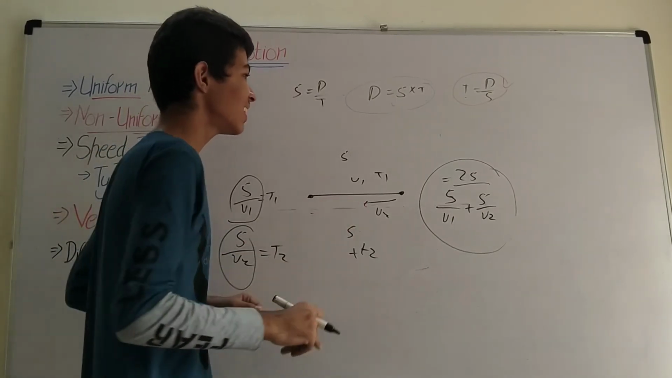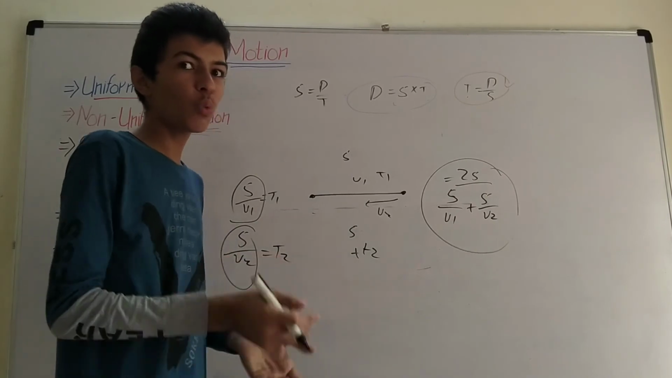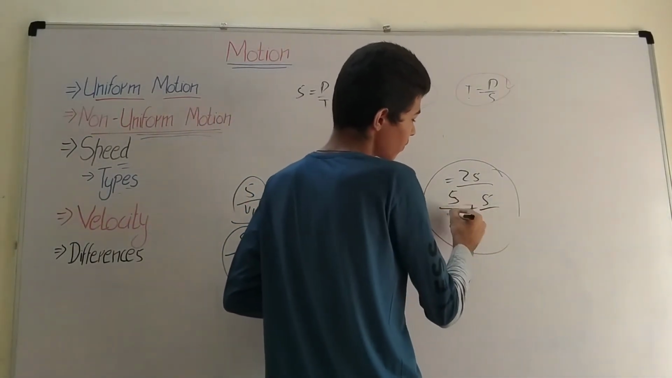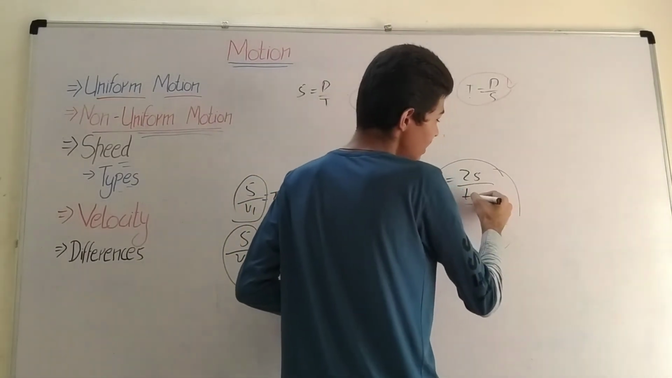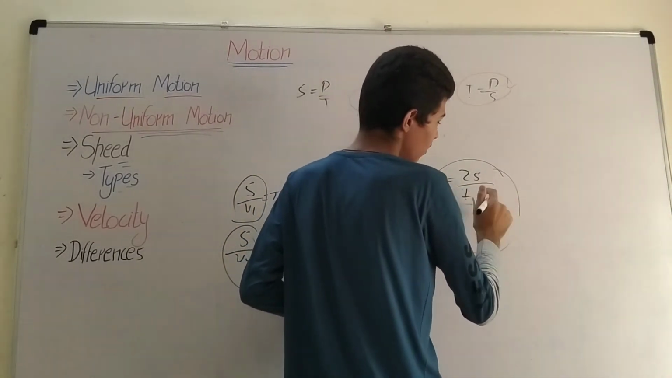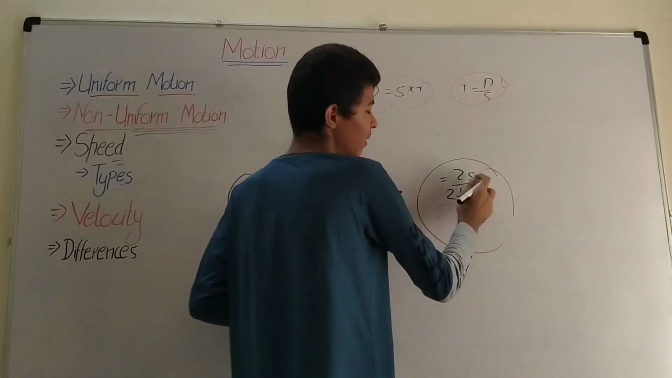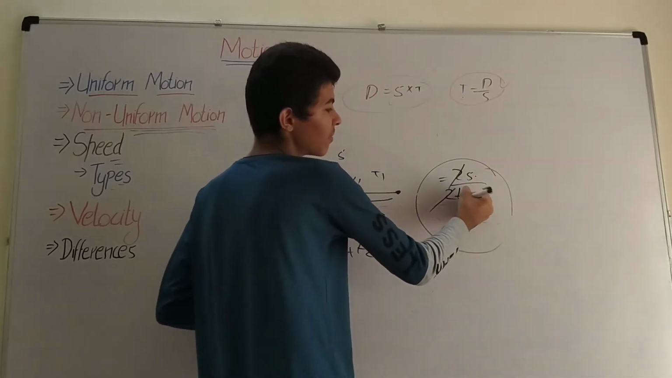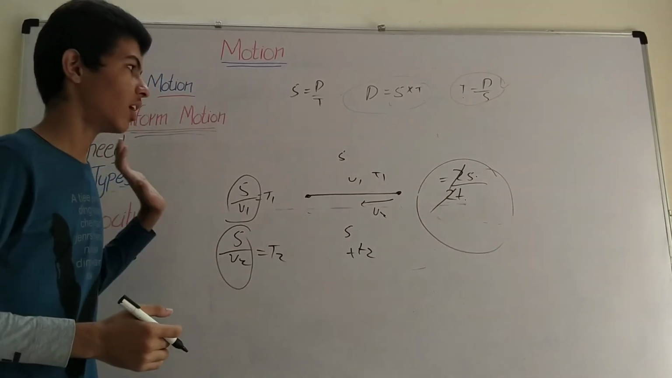But if it is said that it is traveling with the same speed over the same distance, what would be the average? We can directly know that the times t1 and t2 would be similar, and so they cancel each other out, and the distance by the time is how we can calculate the average speed.